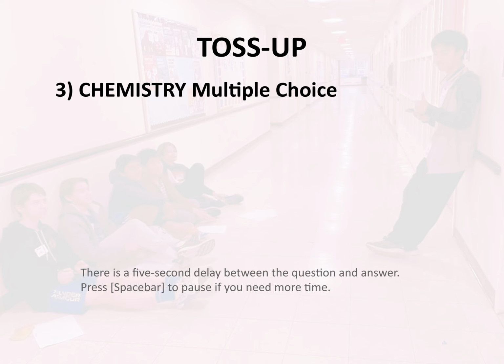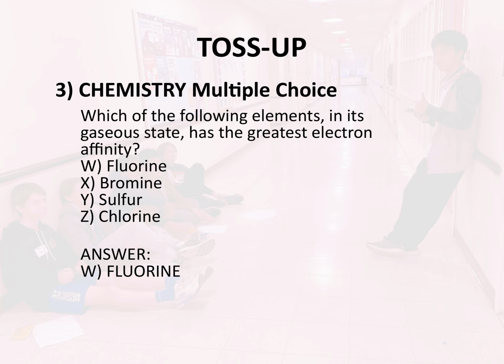Toss-up 3. Chemistry. Multiple choice. Which of the following elements, in its gaseous state, has the greatest electron affinity? W. Fluorine, X. Bromine, Y. Sulfur, Z. Chlorine. Answer. W. Fluorine.